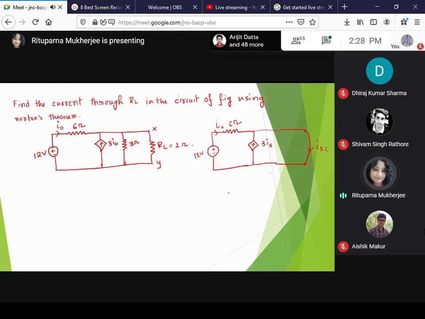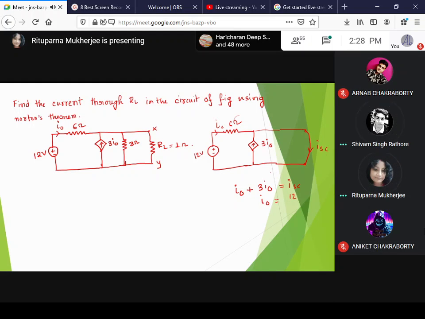Now, you can easily write here I0 plus 3 I0 should be equal to ISC from the equation, right? Now, what is the value of I0? If the total voltage drop is 12 volt and total resistance is 6 ohm, then what is the value of I0? 12 by 6, that is 2 ampere. So if we put this value, then what is the value of ISC? 4 into 2, that means 8, right?